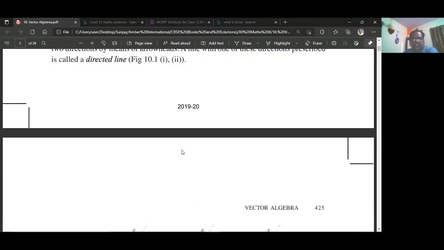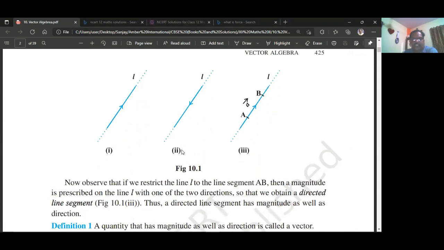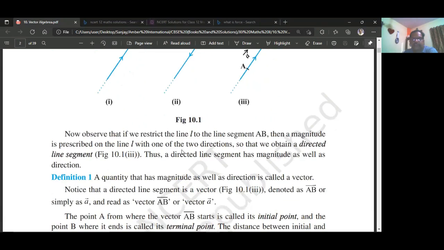So here the first term related to this is the vector. So what is a vector? A vector is simply a quantity that has magnitude as well as direction, right? So that quantity is known as a vector. Every vector should be defined with the help of magnitude as well as direction. So we need these two terms to define a vector. Any quantity having its magnitude along with its direction is said to be a vector.